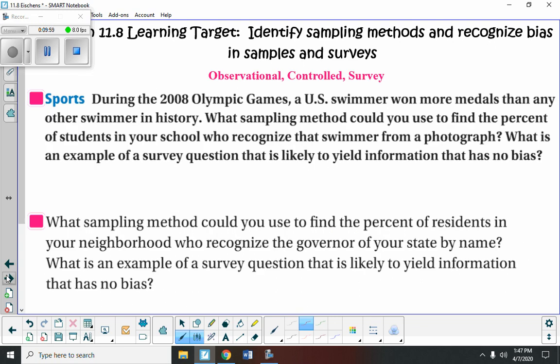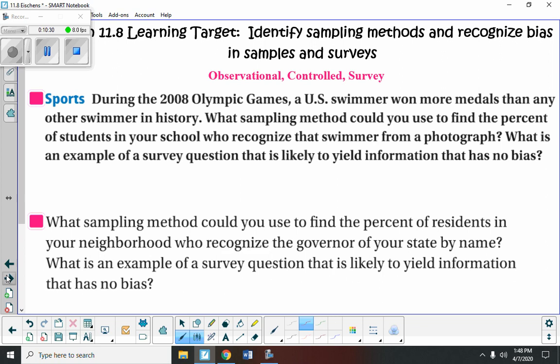It says during the 2008 Olympic Games, a U.S. swimmer won more medals than any other swimmer in history. What sampling method could you use to find the percent of students in your school who recognize that swimmer from a photograph? What is an example of a survey question that is likely to yield information that has no bias? So here's what we need to understand: the way that questions are asked can affect the reliability of research. And even the order that questions are asked can affect the reliability.